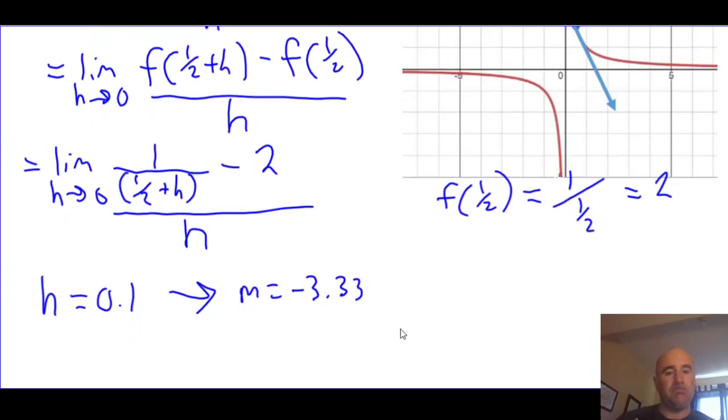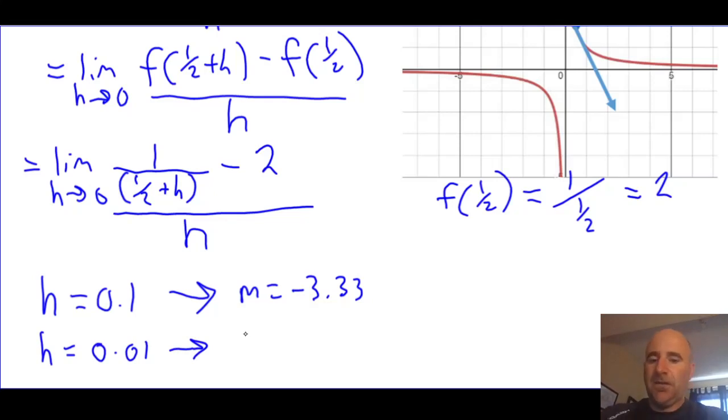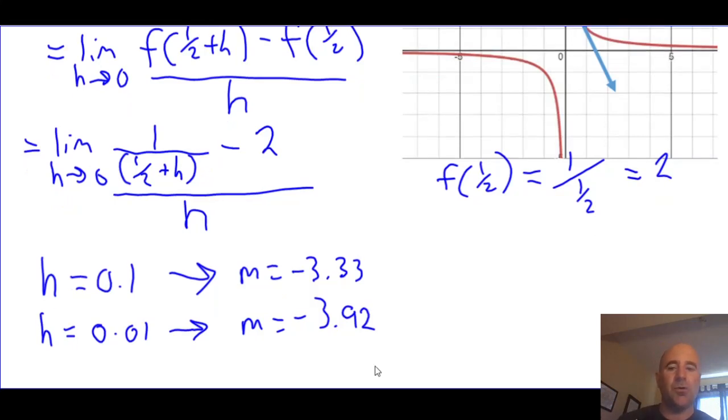Okay. Let's try h equals 0.01. Let's go a bit smaller. When I do that, I get negative 3.92. Kind of a significant difference between those two numbers. When you first see negative 3 1/3, you might think it's exactly 3 1/3, or maybe it's negative 3.5, but all of a sudden it jumps and it's looking like it's closer to negative 4 right now.